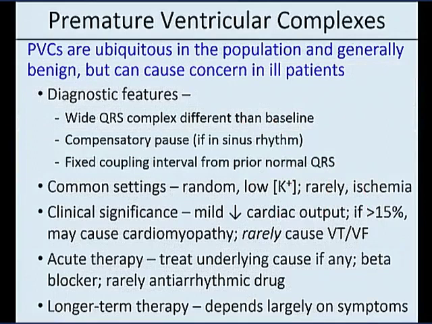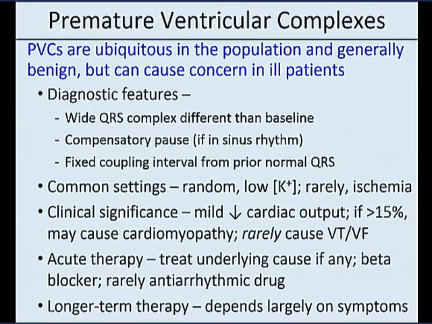PVCs, as I said earlier, are ubiquitous in the population. They typically don't cause much concern if you don't even know they're there, but now that we have monitors on, we can get bothered by them. They have several diagnostic features that we've talked about previously. They can occur randomly. They can be increased in frequency with low potassium. Rarely does ischemia cause these, and there's a zillion people with ischemia without PVCs, a zillion people with PVCs without ischemia, so that Venn diagram doesn't intersect very many times.